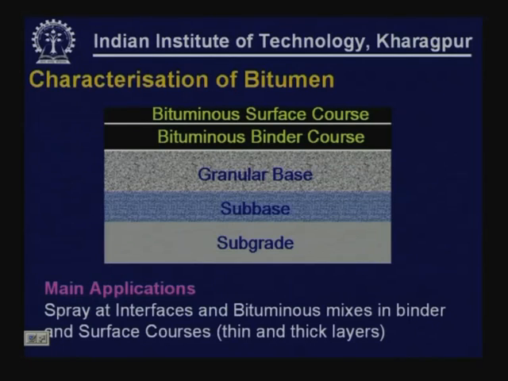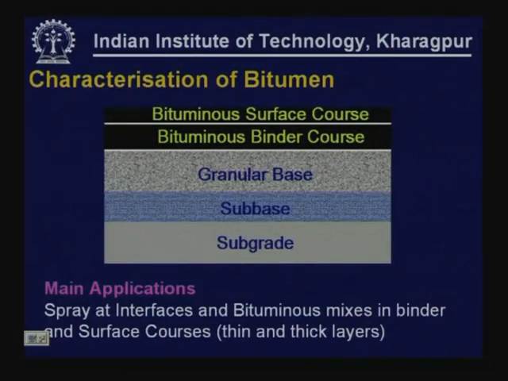Before we understand the properties of bitumen and the need to characterize this particular material, let us understand where this material is used in pavements, what is the requirement of each one of those components of pavement, and accordingly what properties the binder should have if it is used in a particular location or particular part of the pavement.